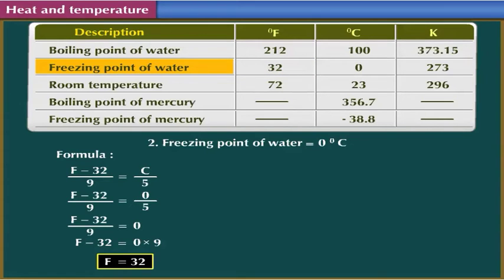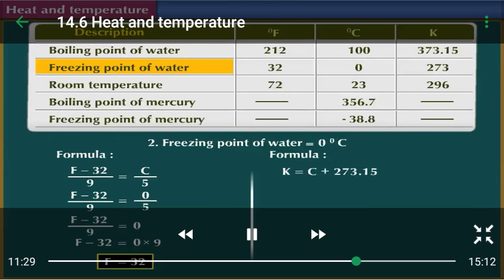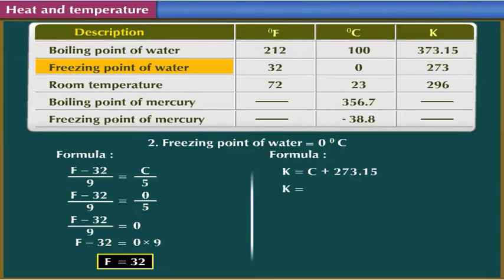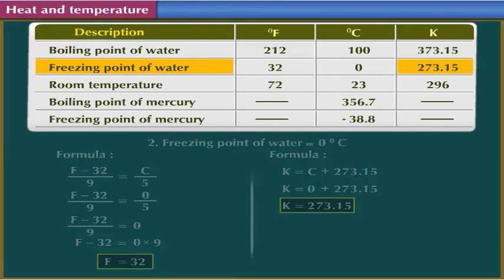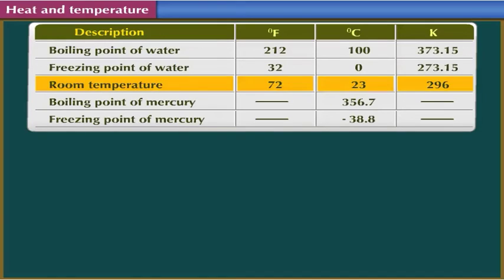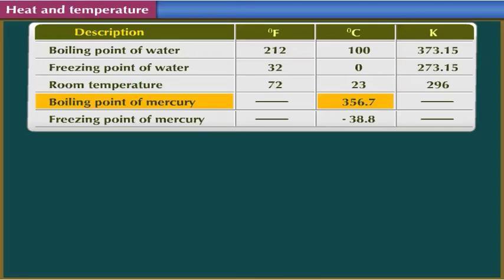Let us now convert it into Kelvin using formula K is equal to C plus 273.15. Thus, K is equal to 0 plus 273.15. Therefore, K is equal to 273.15 Kelvin. Let us correct the value in the table to 273.15. Similarly, room temperature given in the three scales can be verified.